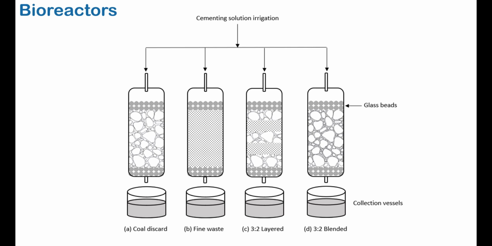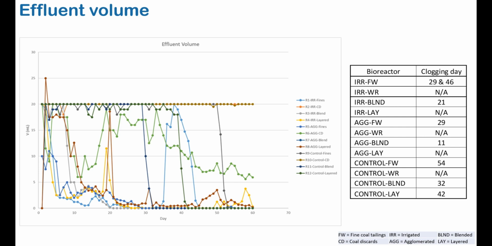Seen here are the effluent volumes obtained from the bioreactors over the 60-day experiment. A decrease in effluent flow shows the production of calcite, which clogs the bioreactors and therefore is a desirable outcome. The first bioreactor to clog was the agglomerated blended bioreactor, followed by the irrigated blended bioreactor.